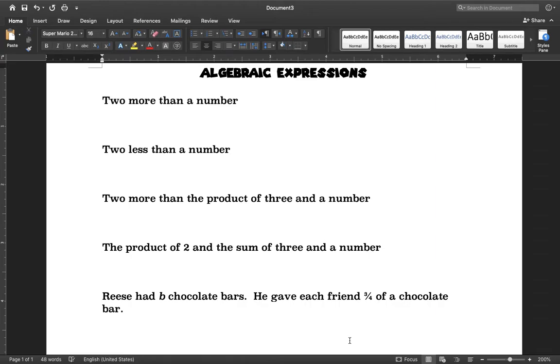Expressions. Algebraic expressions are like numerical expressions in that they don't have an equal sign, but they also have variables or letters that represent numbers. In expressions, it's going to be any number. But we'll talk about equations where we solve for it. For expressions, we don't want to figure out what the variable is.